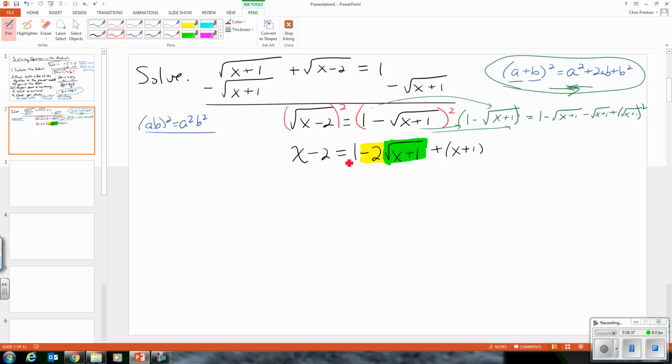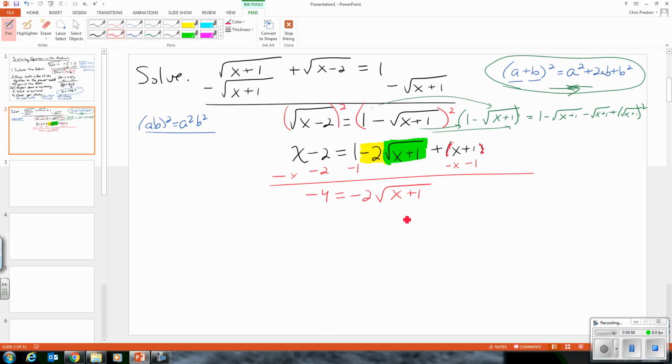So I want to get rid of this 1. These parentheses aren't really doing anything. They're just decoration. And so that means I want to subtract 2 from both sides. 1 and 1. I want to get rid of this x. I'm going to subtract x from both sides. All right. So the x's cancel out. I get negative 4 equals negative 2 square root of x plus 1.